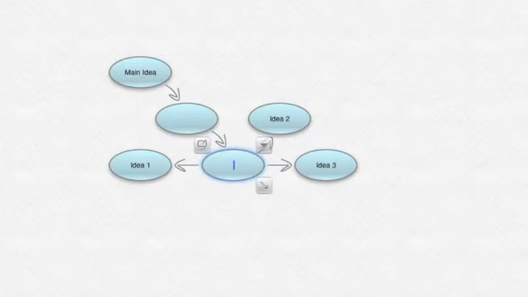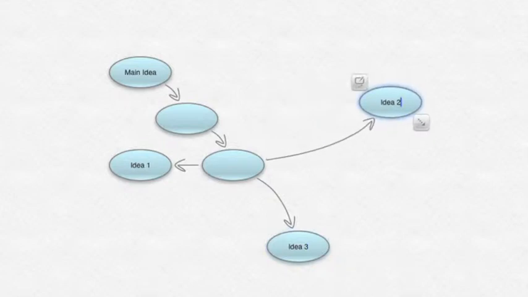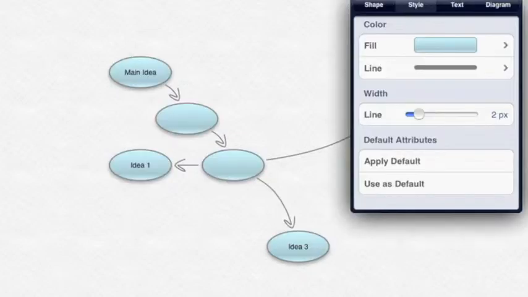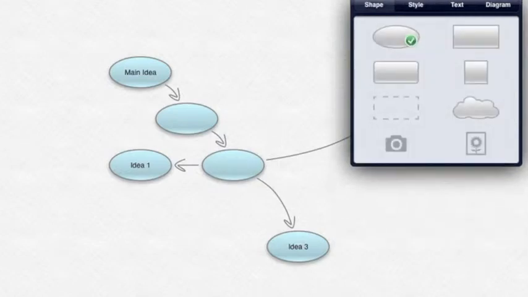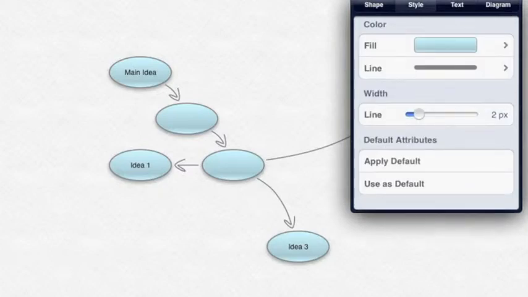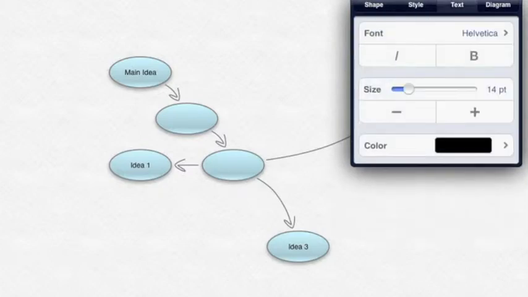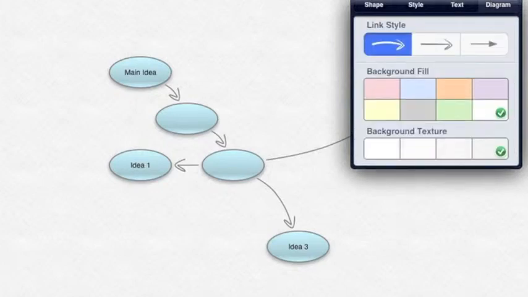Once you've gotten all of your ideas out in your diagram, you may want to move them around or edit the shapes. You can edit the shapes and the text within the boxes by clicking on this little eye up here. You can change the shape, you can change the style and the color of the box, you can change the text font and size, you can change the link style, the background fill, and really customize your diagram however you want.